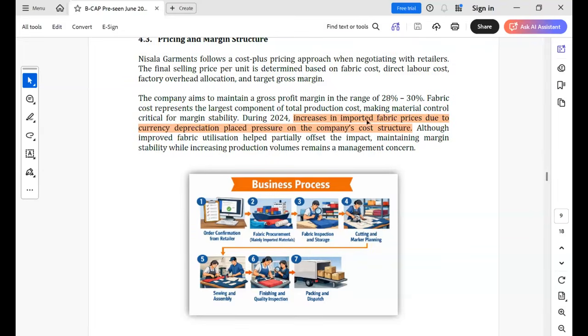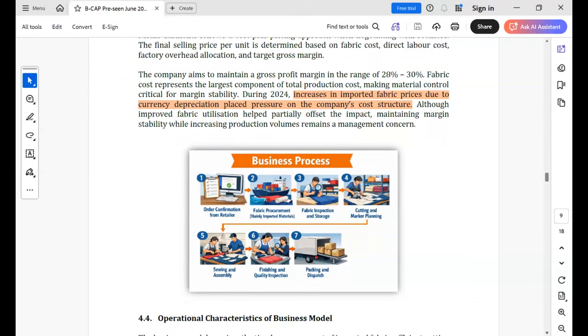So this is the point that you can keep in your mind in this paragraph. Although the improved fabric utilization helps partially offset the impact, maintaining the margin stability while increasing the production volume remains the management concern. So still, maintaining your margin is the main concern, right?